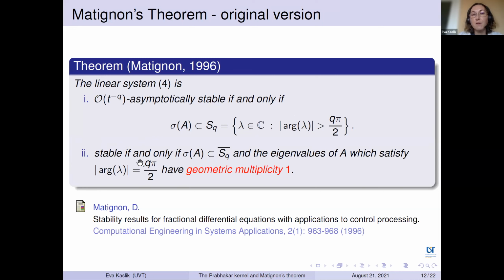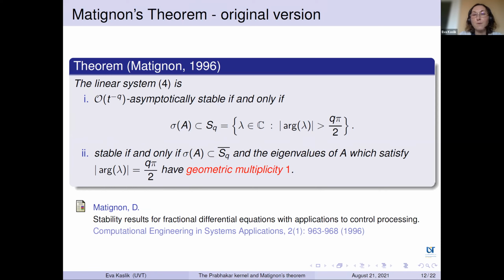But this theorem also has a second statement, which tells us that the linear system will be stable if and only if the spectrum of the matrix is included in the closure of the set S_q defined above, and the eigenvalues of the matrix A which satisfy that the absolute value of the argument is equal to q pi over 2, so we are exactly on the boundary of the stability region S_q, have geometric multiplicity equal to 1.